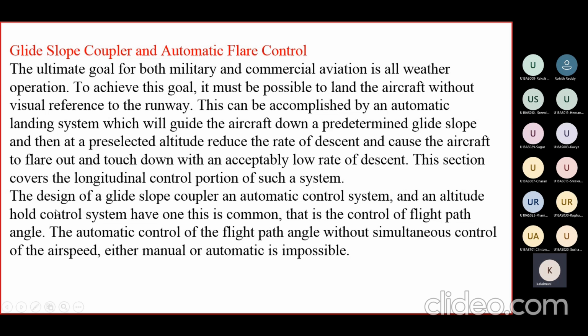In this section we will cover the longitudinal control portion of such systems. In this section we are going to address the design of the glide slope coupler and automatic flare control system and the altitude hold control system. One thing is common to all of these: they control your flight path angle. This is automatic control of the flight path angle without simultaneous control of airspeed. Without controlling the airspeed, it is not possible to control your flight path angle. Whether you control the speed either manually or automatically.